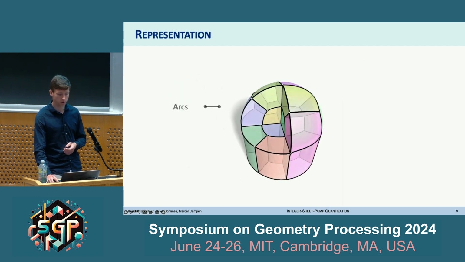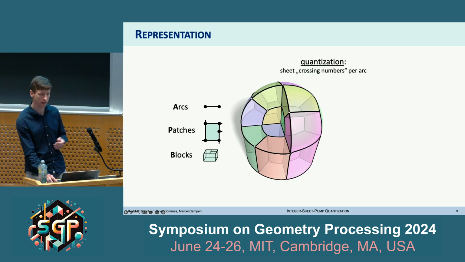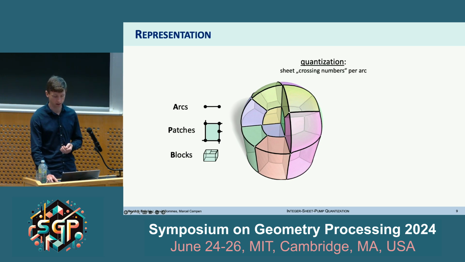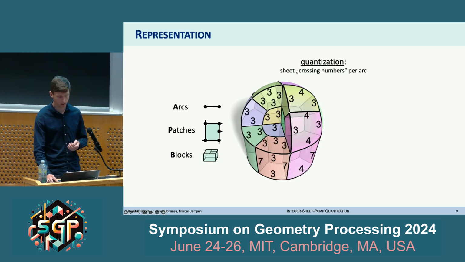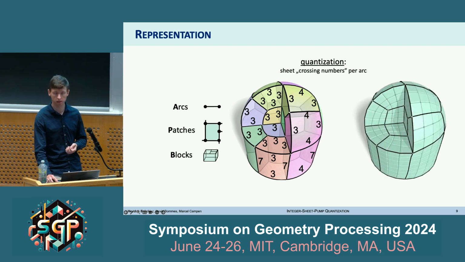This structure is composed of arcs, quadrilateral patches, and cuboidal blocks. On the structure, the quantization is represented as a bunch of integer crossing numbers, one per arc. Those prescribe how many hex sheets in the output should cross each arc. So a hex sheet in the result could look like this. Then satisfying all the crossing numbers yields the final hex mesh.